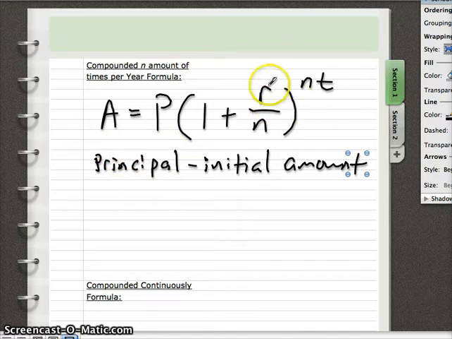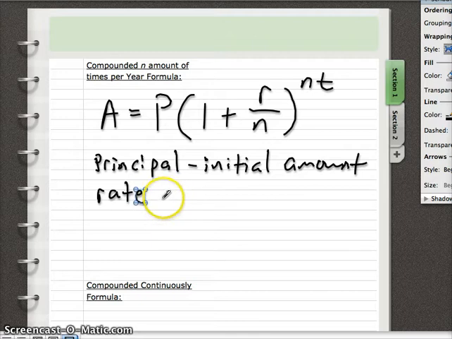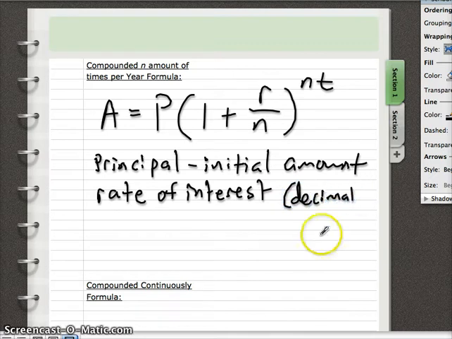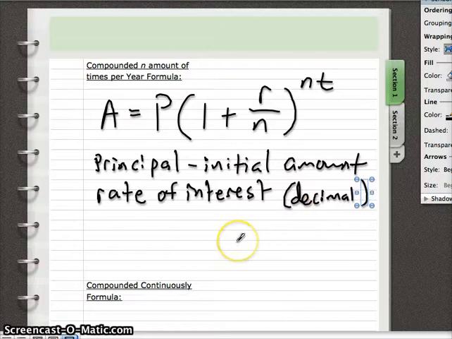So if we move across here, we got R and N next. R is going to represent your rate of interest. So R stands for rate, so that's kind of easy to remember then. Rate of interest. And a lot of times they're going to give you that rate of interest as a percentage. You want to convert it to a decimal so that you can use it in your equation. So make sure it's a decimal amount when you go to figure out how much money you got.